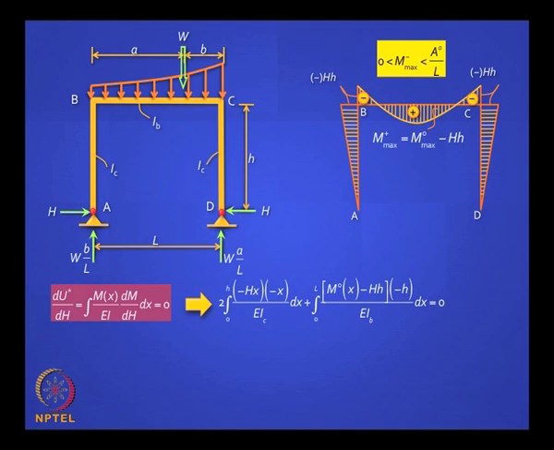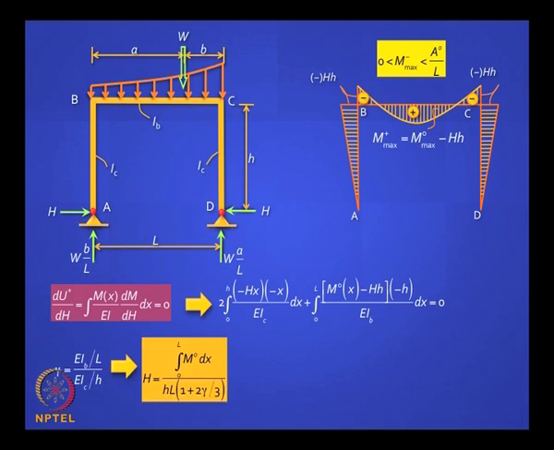You agree? This is the first expression for the two columns, so 0 to h. This is the bending moment. This is the derivative of that bending moment. This is for the beam, 0 to L. This is the moment which you can calculate, minus H, and the derivative of this. Do you agree to this? It's a straightforward calculation. Will you expand this and simplify?